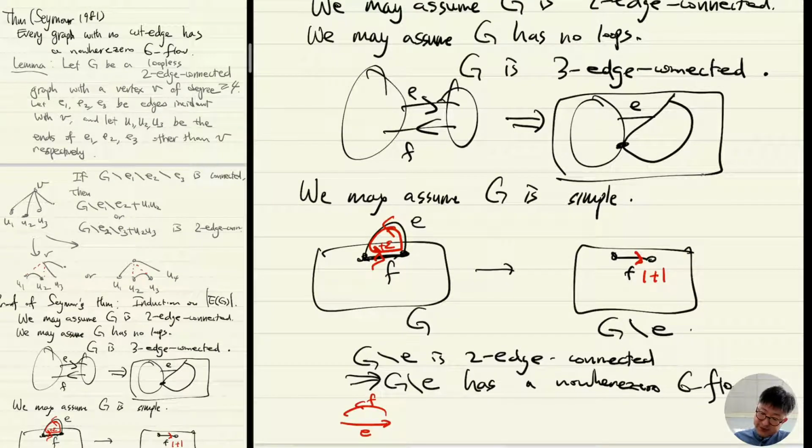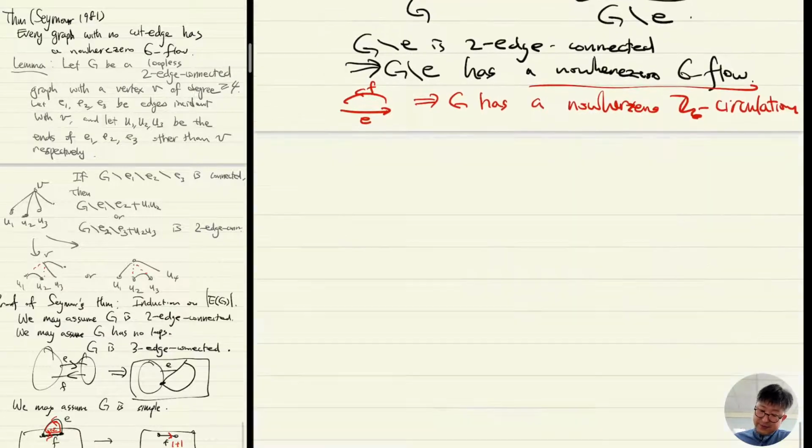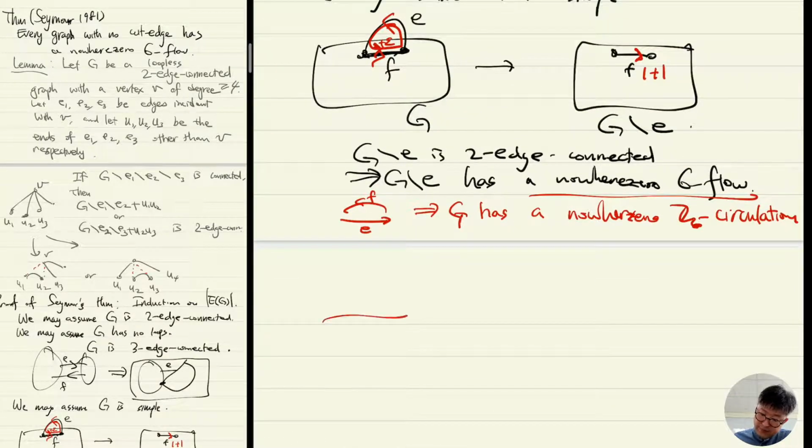As long as G delete E has a nowhere-zero 6-flow, okay, let me say that G has a nowhere-zero Z6 circulation, right? So I have 2 edges directed in opposite directions, and as long as I have a Z6 circulation, here is a cycle of length 2. I can add some value epsilon on both edges. So epsilon could be 1, 2, 3, 4, 5.